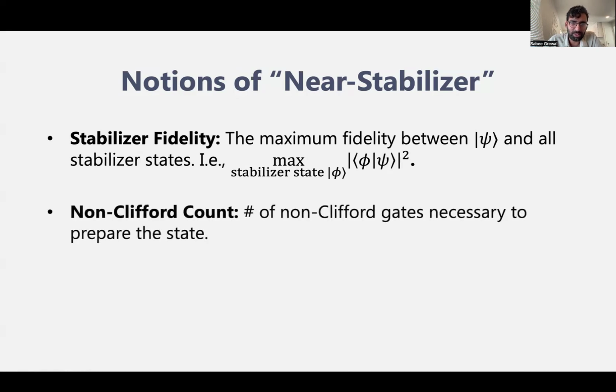And the other measure of near stabilizer is the non-Clifford count. This is the number of non-Clifford gates that are necessary to prepare the state. So you get Clifford gates for free, and we're just counting the number of non-Clifford gates we need to prepare a state.